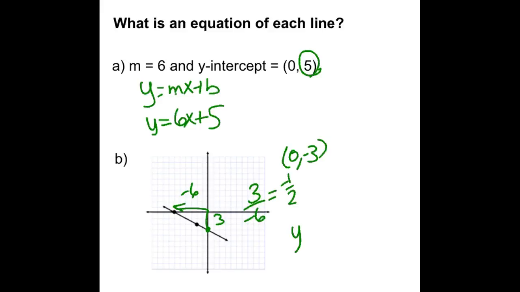Now you're ready to write your equation. y equals the slope, -1/2 x, don't forget the x, plus the y-intercept. Because it's -3 for the y-intercept, you can just put -3.